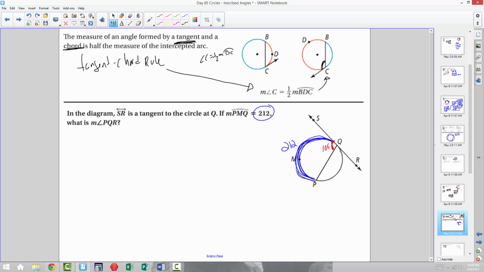You should know that these two angles are linear, so I can just subtract 106 from 180 and get 74. So this is 74. And if this is 74 and I multiply it by 2, I get 148. So the measure of arc PQ is 148. Angle PQR is 74. Angle SQP is 106, and they gave us the measure of arc PMQ.